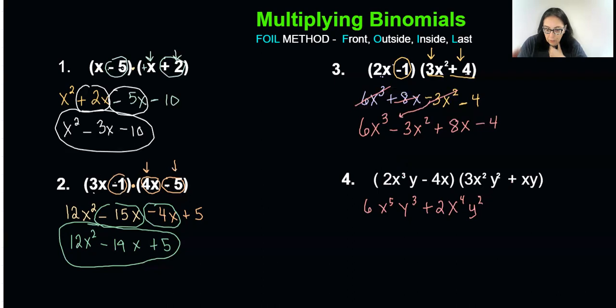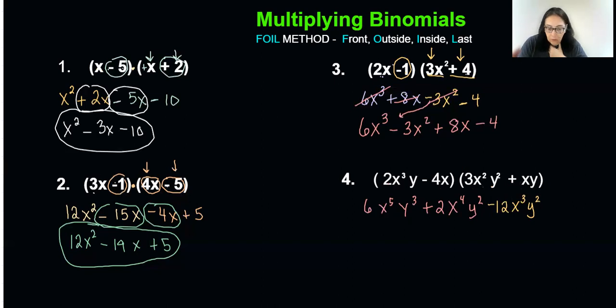I'm going to take this times this and then times this. So a negative times a positive is a negative. 4 times 3 is 12. I've got x to the 1 times x squared, which is x to the 2 plus 1, which is 3. And then I still have to carry this y squared along. Remember, when you're multiplying, you add the exponents when the variables are the same.